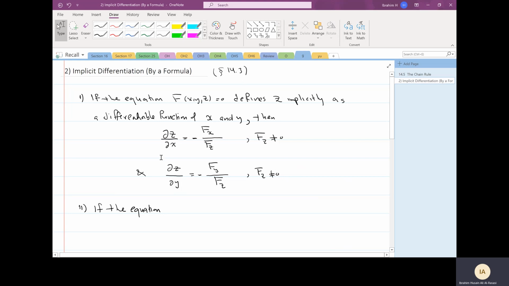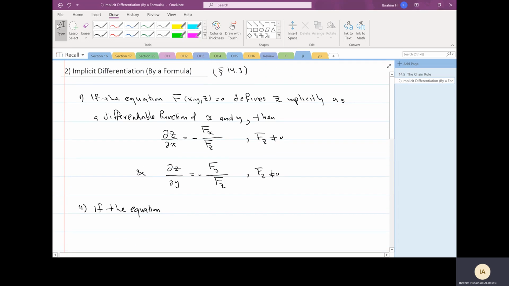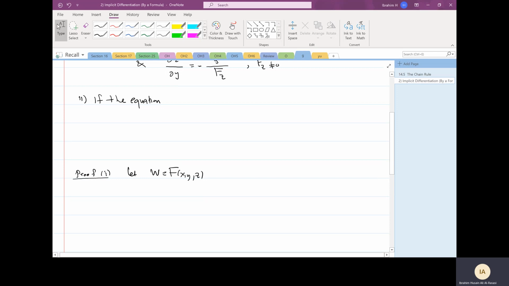Okay. Well, I will give just the proof of the formula, then I will illustrate it with one example. So here, really the proof is an application of the chain rule. Okay. So you have the following. I will say let W equals f of x, y, z, okay. We have f of x, y, z equal to 0. To apply the chain rule, I have to have a function. So what will it be? W equals f of x, y, z, okay.